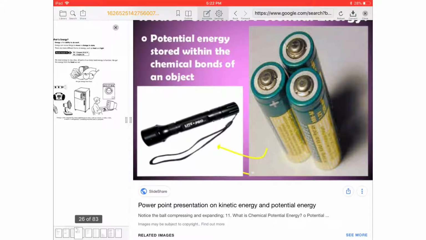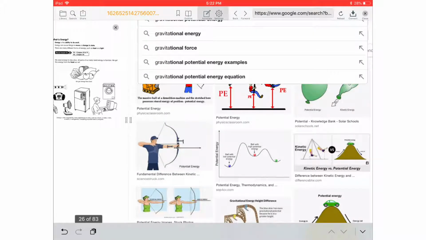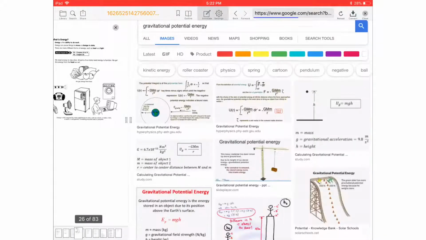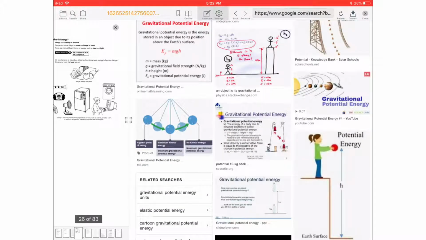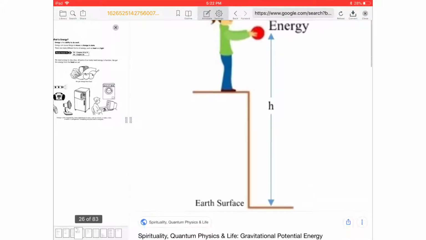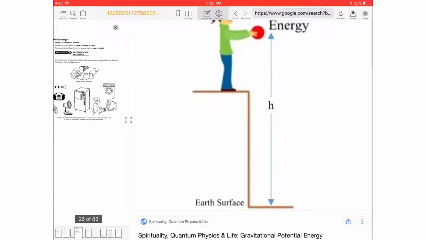Now what is another one that is hidden, that's also potential? It's called gravitational potential energy. Like in this picture, this ball, which is at the top, has more gravitational potential energy compared to if I put it at the bottom. So gravitational potential energy has got to do with the height.